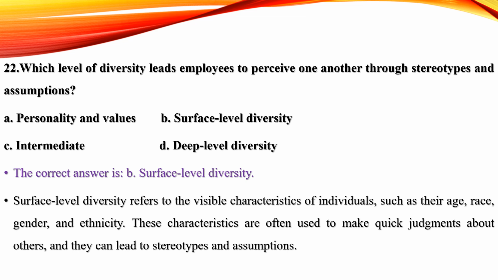Here the correct answer is surface level diversity. Surface level diversity refers to the visible characteristics of individuals such as their age, race, gender, and ethnicity. These characteristics are often used to make quick judgments about others, and they can lead to stereotype and assumption.